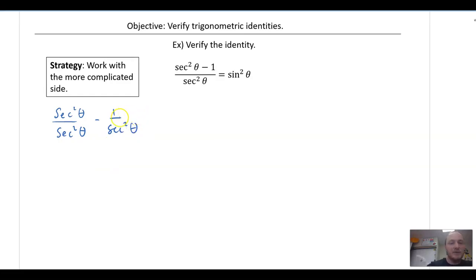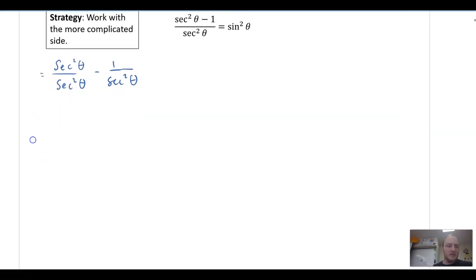And maybe you're saying, hey, is that legal? I will make it legal. It's totally legal. If I put them back together, they have the same common denominator, so I can combine those fractions. Yes, totally legal and viable. And why is this so effective? Well, what's secant squared divided by secant squared? 1. What is 1 over secant squared? Cosine squared.